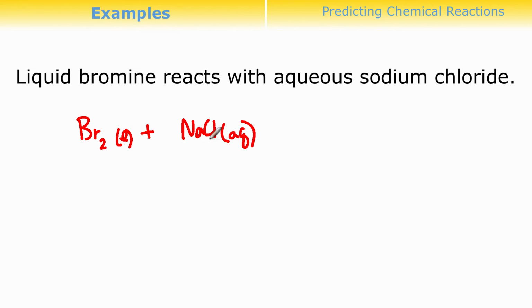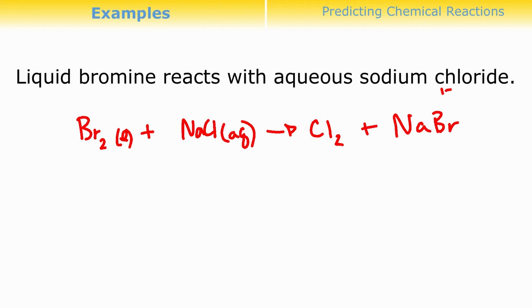Okay, here's my reactants, and I need to figure out what they're going to produce. An element and a compound, probably going to be a double or a single replacement reaction. So bromine's going to kick the chlorine out by itself. Chlorine's off by itself. It's diatomic, so I'll put a 2 there. Plus, then the sodium hooks up with the bromine.